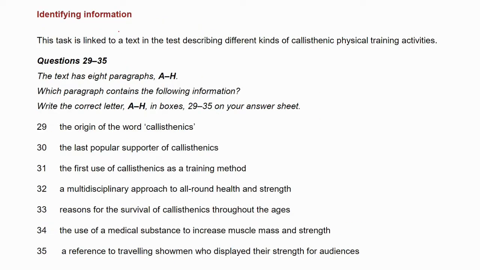And how about identifying information? Well, this task is linked to a text in the test describing different kinds of calisthenic physical training. This is just an example which I am showing. You may have some paragraphs, say A to H, and which paragraph contains which information. All these paragraphs you have to read very carefully, and then you have to link them with the information, which paragraph says what.